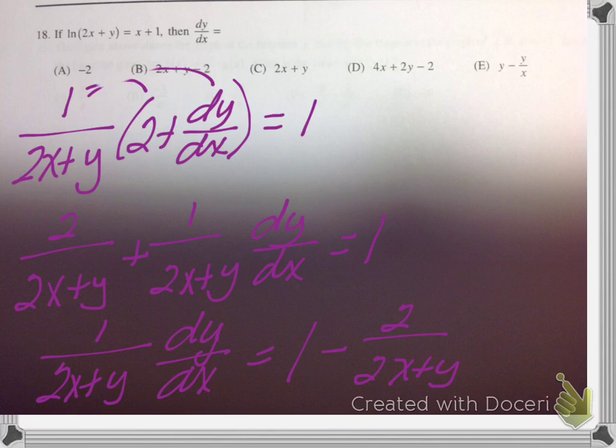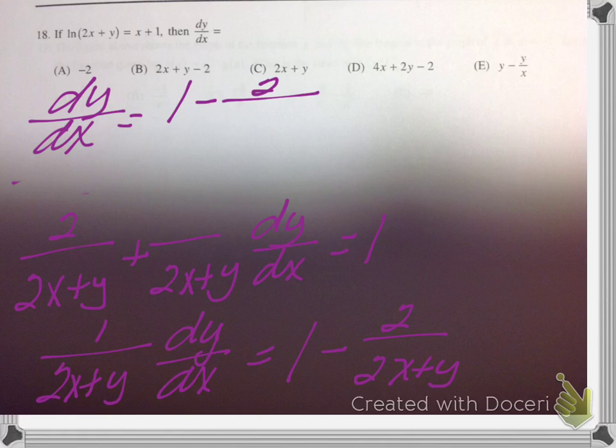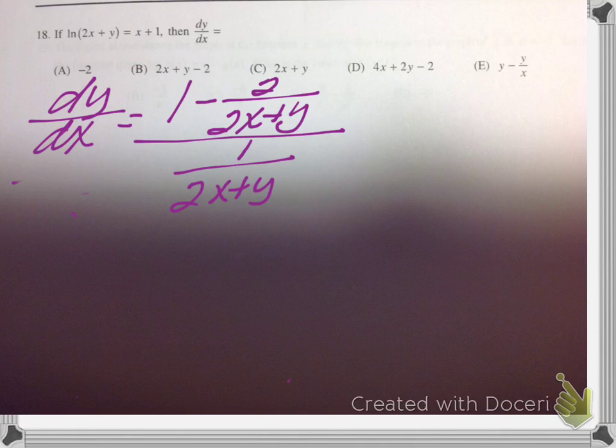Okay, I'm just going to erase up here to make some room. Okay, then you can divide both sides to get dy over dx alone. Okay, and that doesn't look like any choices, so we're going to have to do some simplifying. So this will test our algebra skills a bit. Okay, so remember this is just really a division problem. So it's this divided by this.